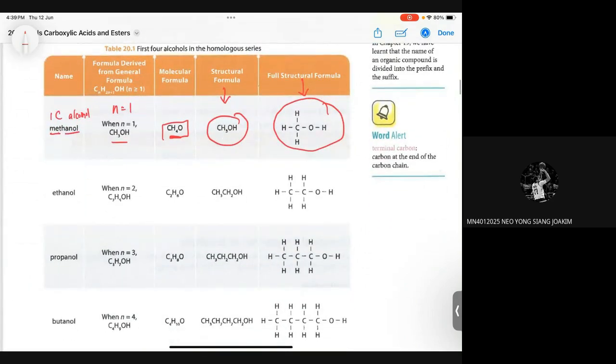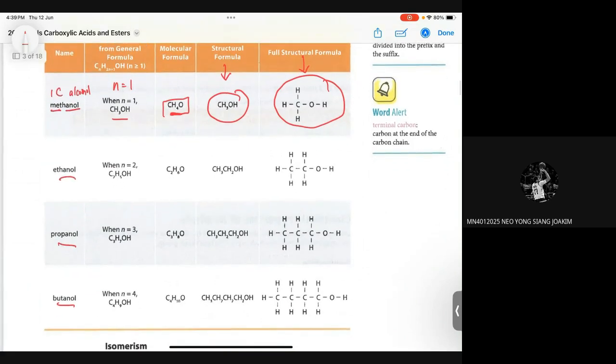So we have ethanol, propanol, butanol. I'm not going to go through this because more or less you're quite familiar already. I just want to highlight that for this one and this one, you can have isomers. To be more precise, you can have positional isomers, where the OH group can attach to different carbons. So for this one here, you can have propan-1-ol, and you can also have propan-2-ol.